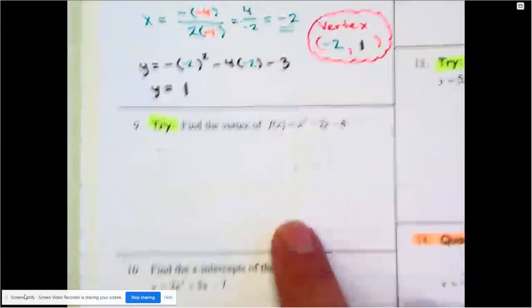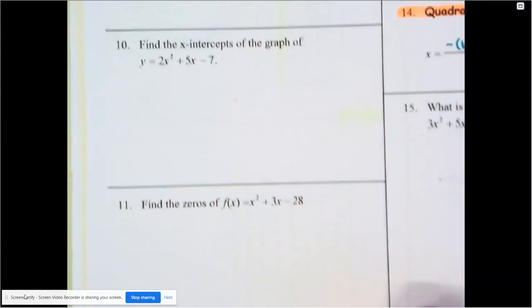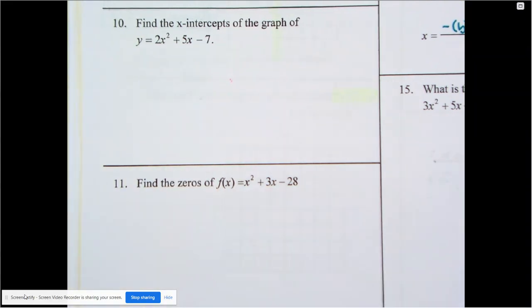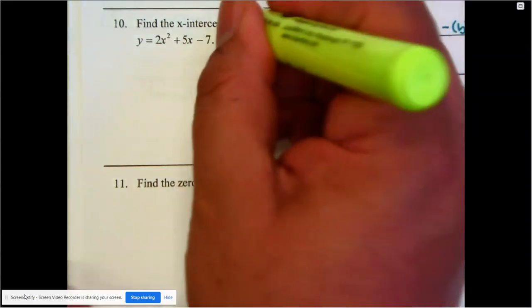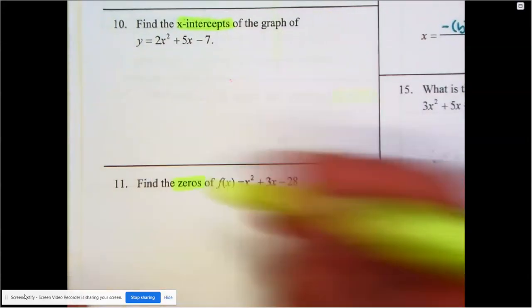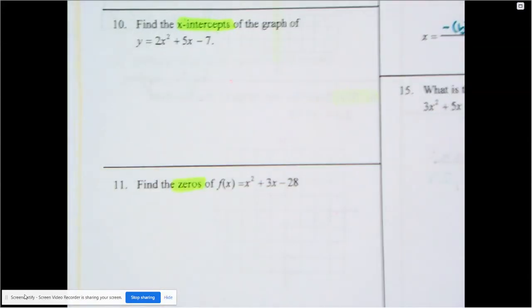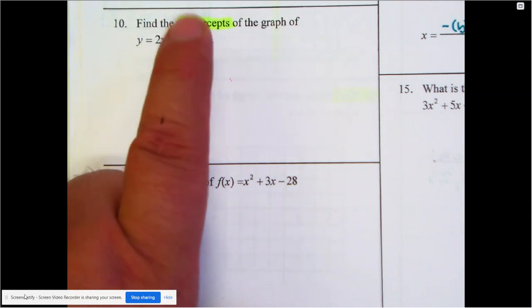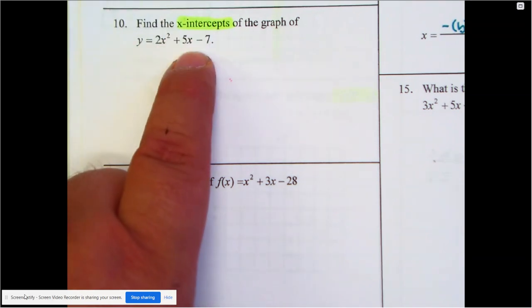With number 10, you'll find the vertex like you did up here. All right, number 10. It says find the x-intercepts of the graph. Notice this one says find the zeros for number 11. Don't forget, an x-intercept and a 0 are the exact same thing. So all I have to do is take the same approach for both. Now, we have two options. Option number 1, I can factor. Option number 2, I can use the quadratic formula.